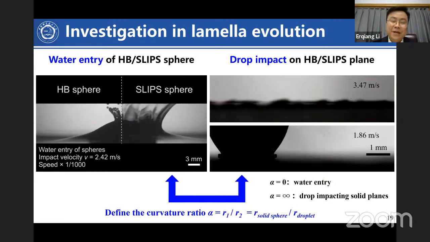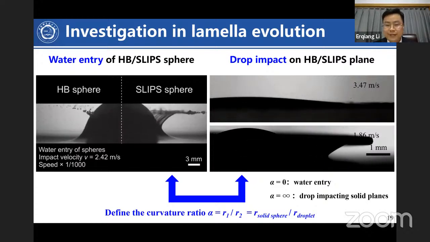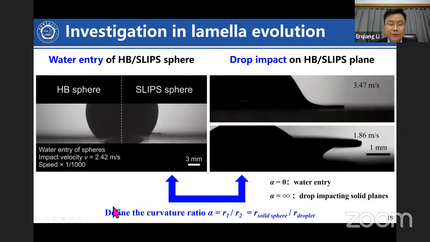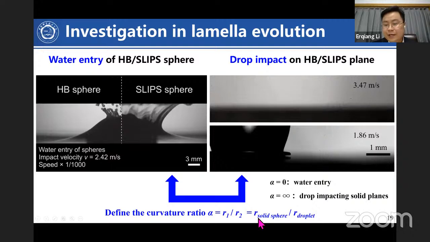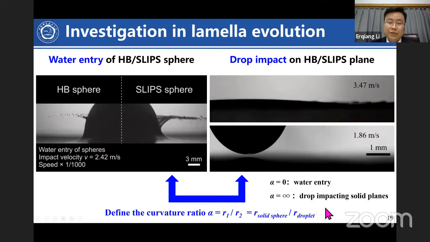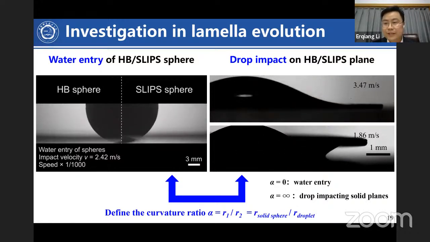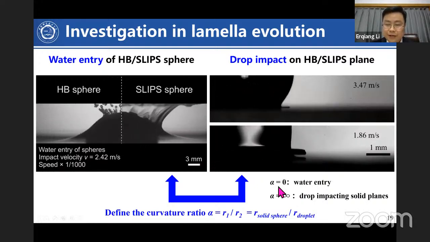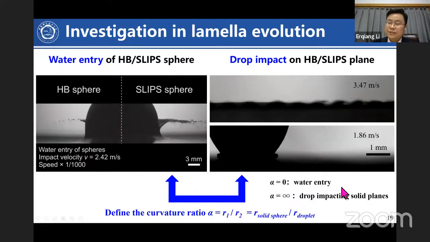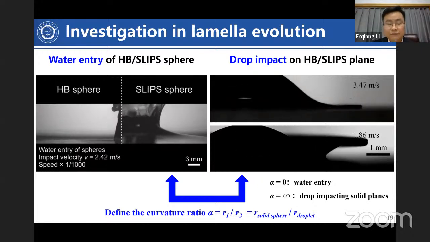If we imagine another configuration, a drop impact on a sphere, you have two radii, right? You have the radius of the solid sphere and the radius of the droplet. We can introduce a curvature ratio, alpha, which is the radius of the solid sphere over the radius of the droplet. For water entry, the radius of the liquid surface is infinite, so you will get alpha equal to 0. And for drop impact on a solid plane, the radius of the solid surface is infinite, so alpha approaches infinity.